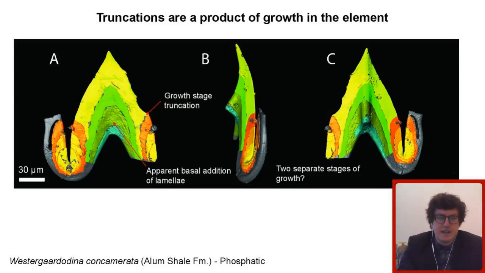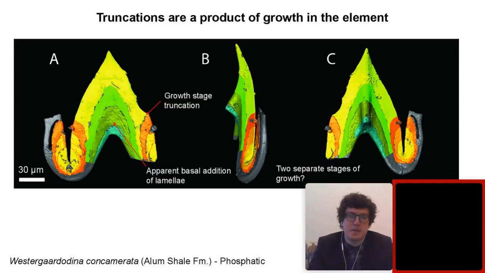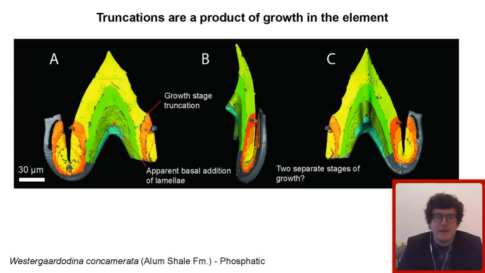So this could potentially indicate that there's two separate stages or phases of growth within at least these particular elements of Westergaardina, which is something that's completely unseen within any other paraconodont elements, and could potentially highlight an entirely new method of morphogenesis within the earliest vertebrate skeletons. So this is ongoing work, something I'll be working on over the next year, and hopefully I'll have more results to present at a later date.